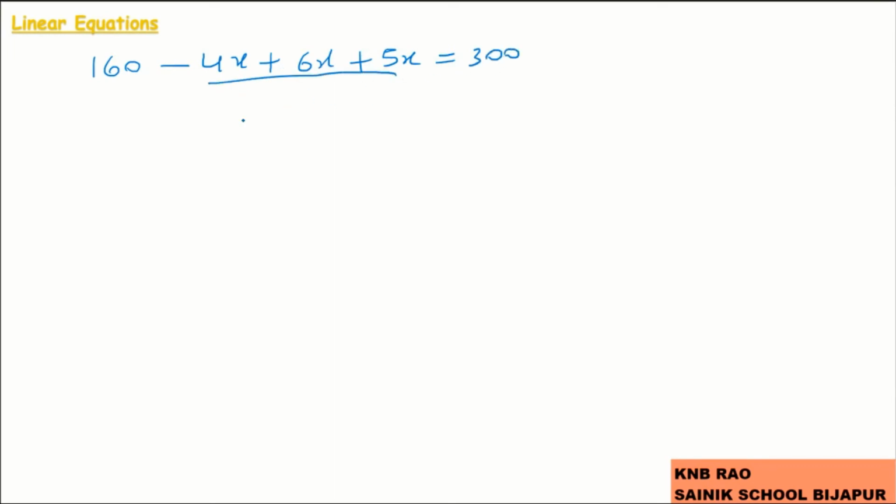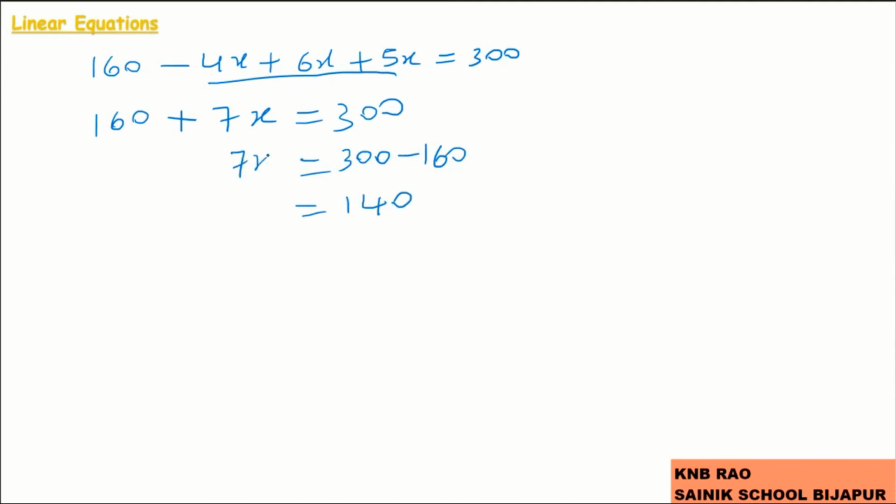These are like terms. On simplification of them, we will get plus 7x, where 6x plus 5x is 11x. 11x minus 4x is plus 7x equals to 300. This 160 which is addend, transpose that side, becomes subtrahend, and the difference gives you 140. Therefore 7x equals to 140, x equals to 140 divided by 7, where 7 is a multiplicand here, comes and divides here. So 140 divided by 7 is 20.